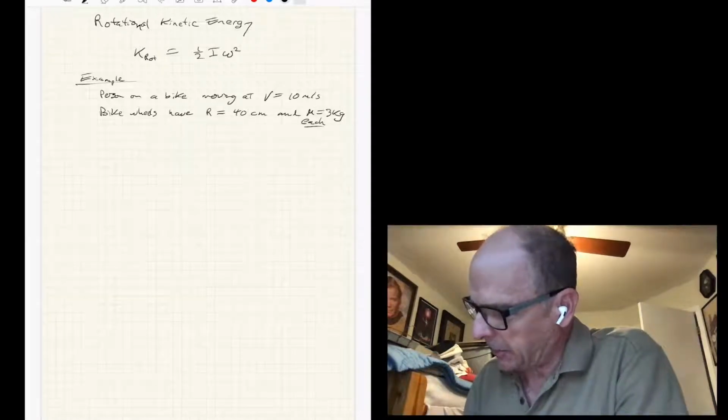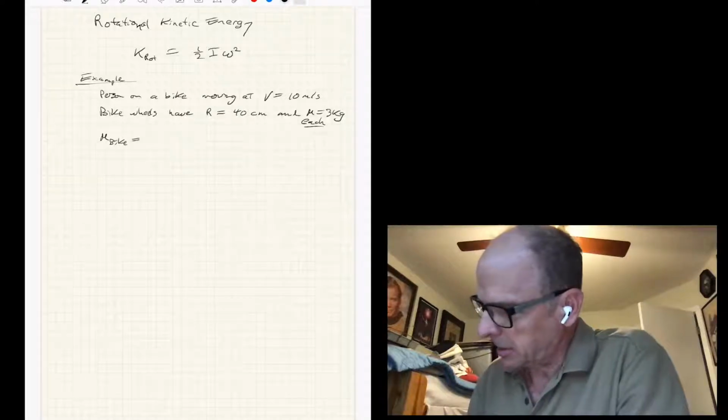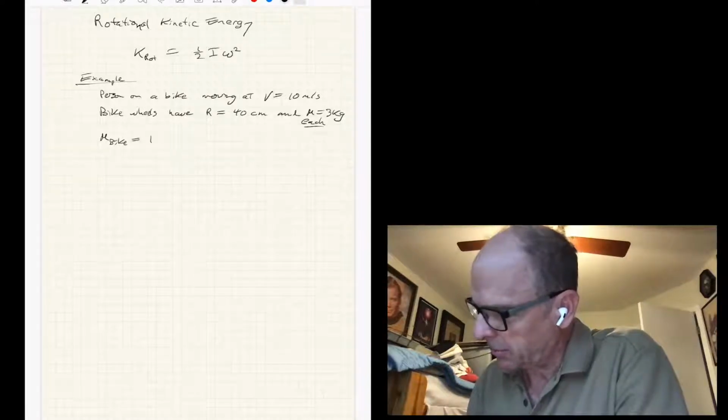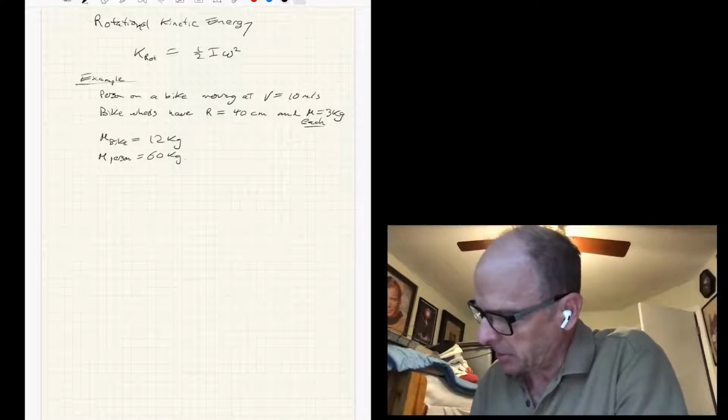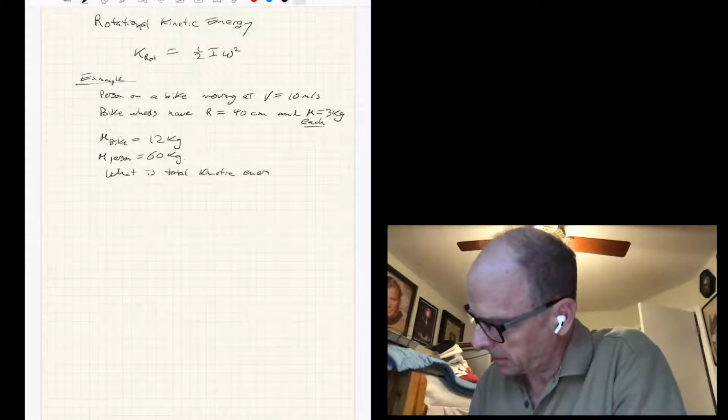And the mass of the bike is a total of 12 kilograms, and the mass of the person is 60 kilograms. What is the total kinetic energy of the person and the bike?